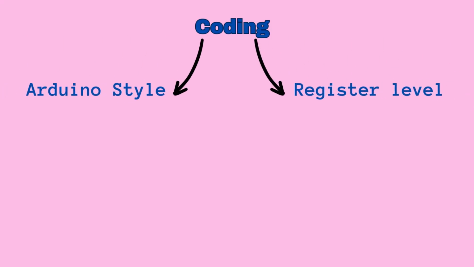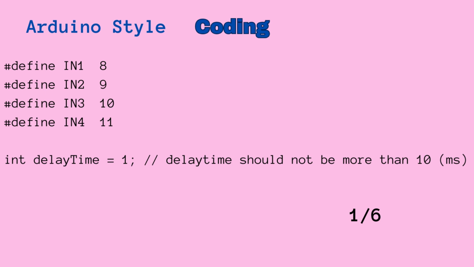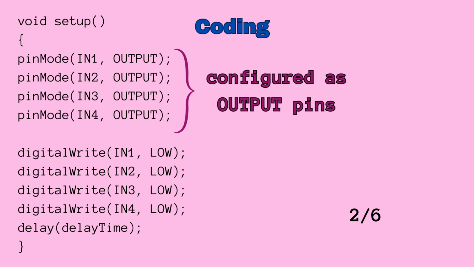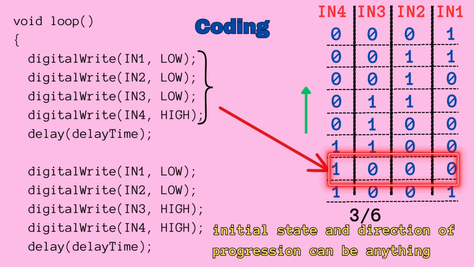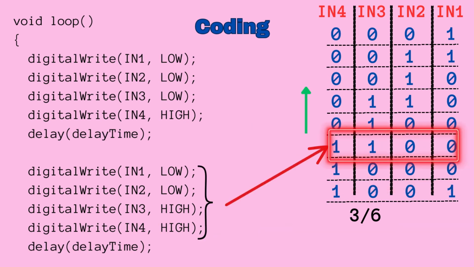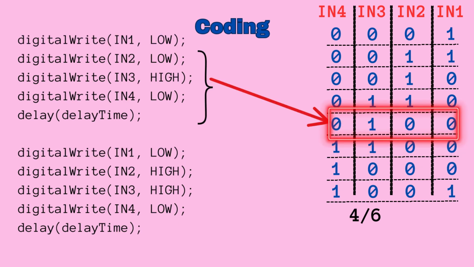The coding with Arduino style is shown here. In setup section, all the microcontroller pins connected to input pins of motor controller are configured as output pins. The truth table is now implemented from any arbitrary state of logic.